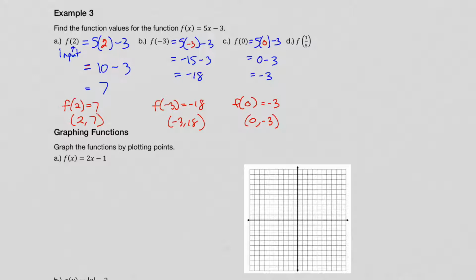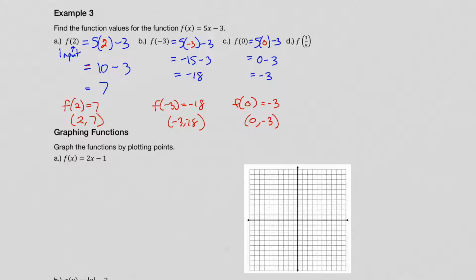All right, we're back, and hopefully you have what I have, and that will be that f of negative 3 is negative 18. And f of 0 will be negative 3. Right here, this is our coordinate, our ordered pair.